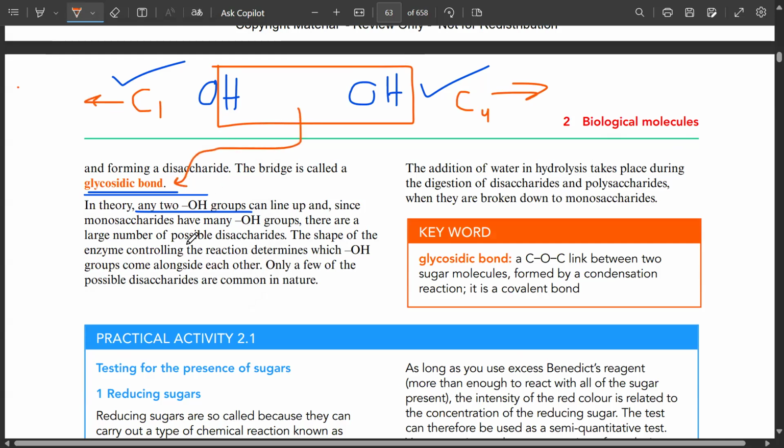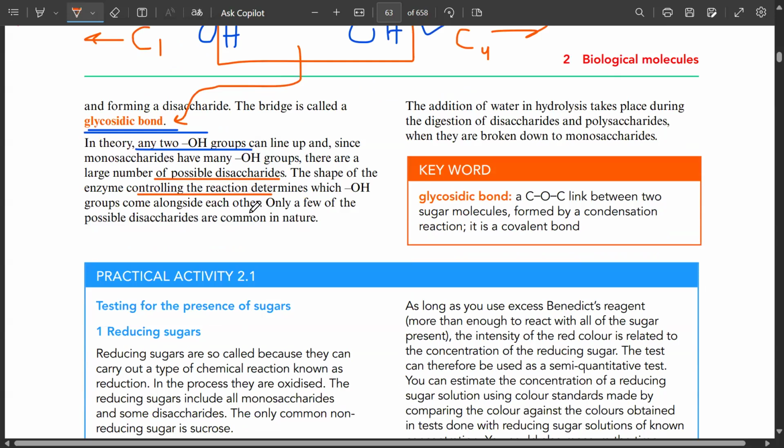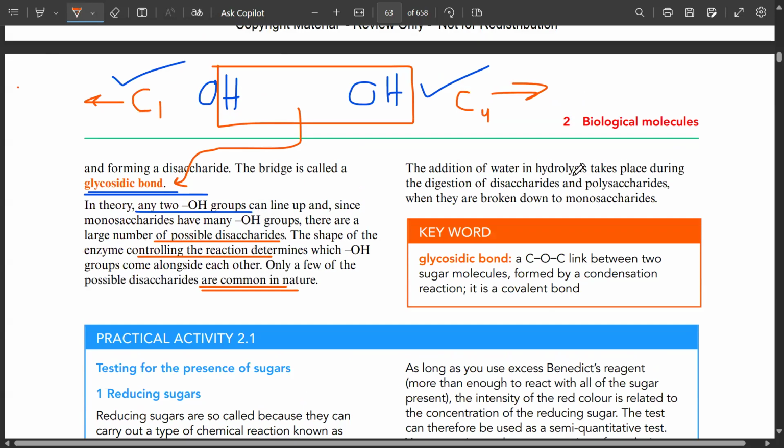There are large number of possible disaccharides, and the shape of the enzyme controlling the reaction determines which OH group comes alongside each other. Only a few of the possible disaccharides are common in nature, and the addition of water and hydrolysis takes place during digestion of disaccharides.